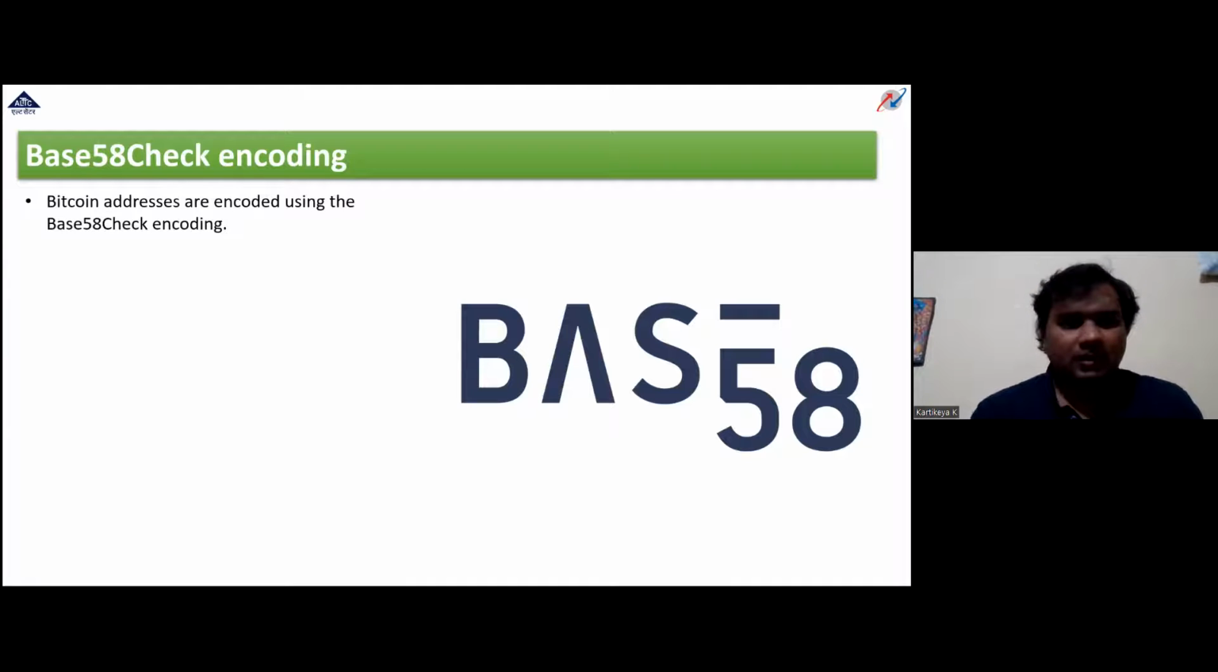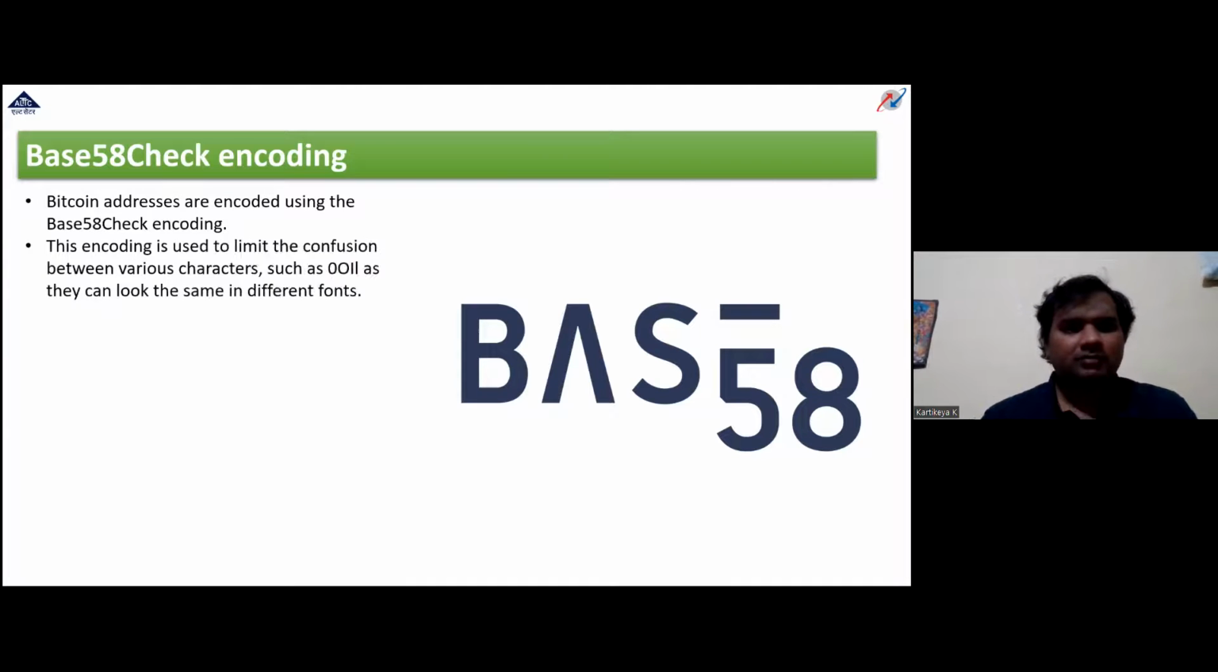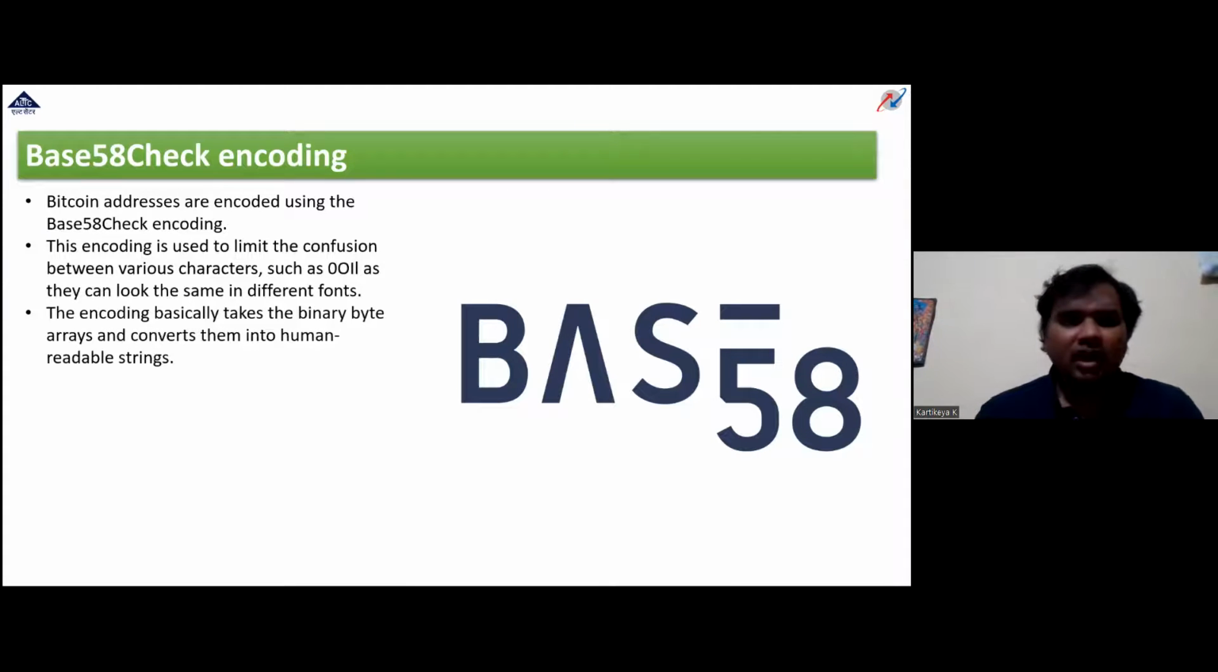Bitcoin addresses are encoded using base 58 check coding. The encoding is used to limit the confusion between various characters. We have a whole range of characters in a Bitcoin address, like 0, O, 1, I, L, which all look like the same thing. The same thing can also be represented in different fonts and different formats, right? To remove that confusion, we use this encoding.